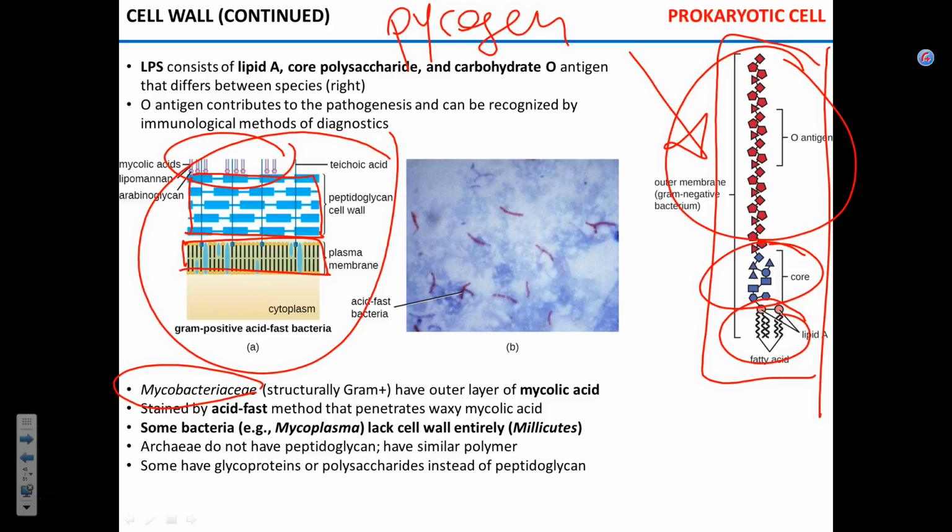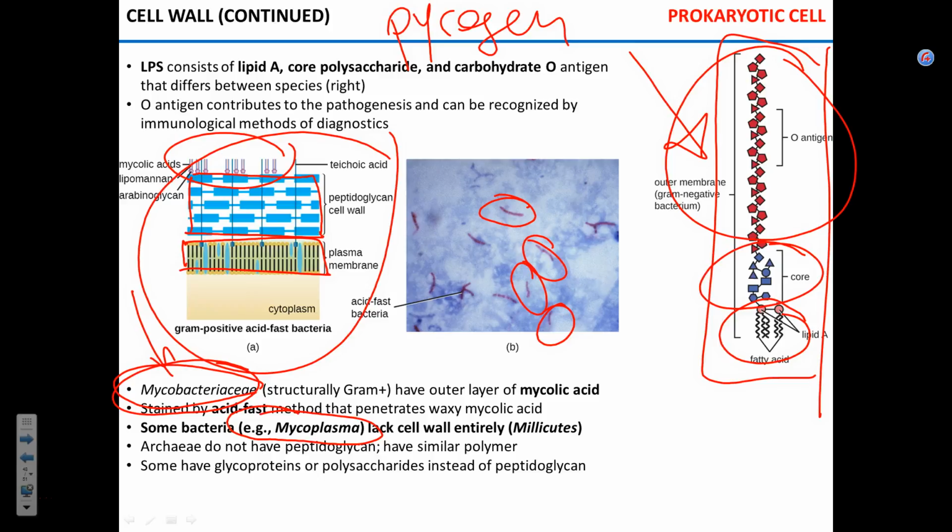And functionally, mycolic acid protects mycobacteria from immune system. Mycobacteria, like Mycobacterium tuberculosis or Mycobacterium leprae, belong to the group of Mycobacteriaceae. And you can detect the specific type of microbes using acid-fast stain. You can see acid-fast bacteria here in this micrograph. So they're going to appear red under this stain.